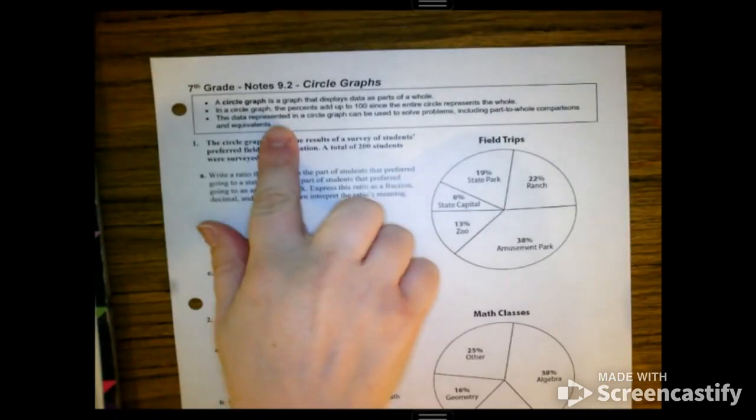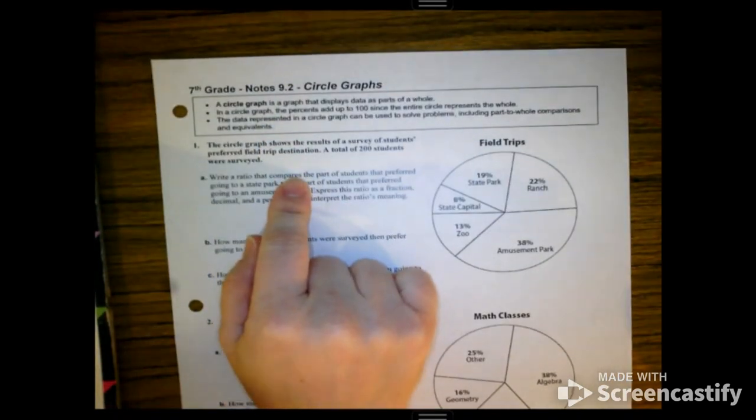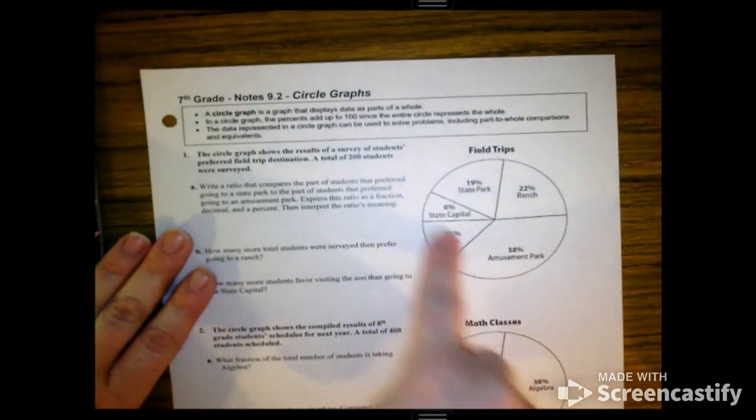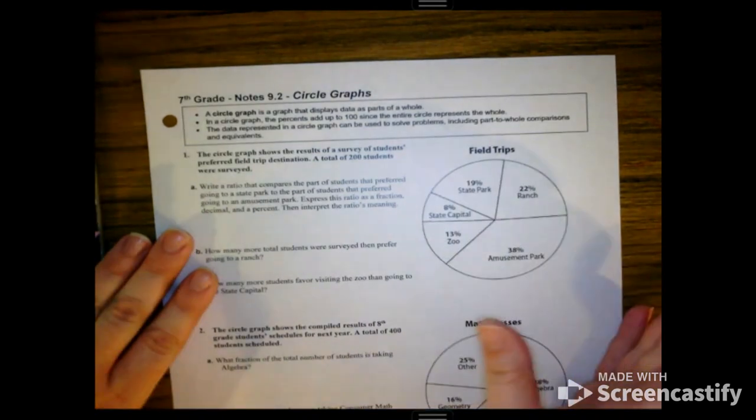So a circle graph is a graph that displays data as parts of a whole. In a circle graph, the percentage adds up to 100. Remember how I would always say percent is something out of what? 100. Because if you have 100% of something, you have what? A whole. Okay? So all your percentages have to add up to 100%.